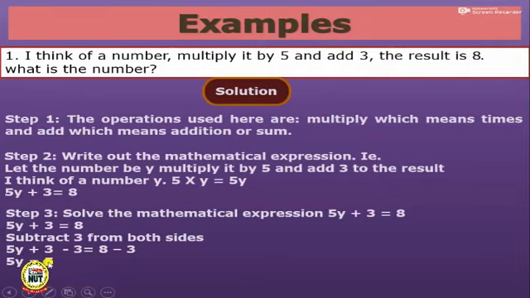But the question did not ask us to look for 5y. Rather, the question says we should look for y. So what do we do here now? We're going to divide both sides by 5. And dividing both sides by 5, we have 5y all over 5 is equal to 5 over 5. Then we cancel this 5, and you are left with y. And 5 divided by 5 is equal to 1. Therefore, y is equal to 1.